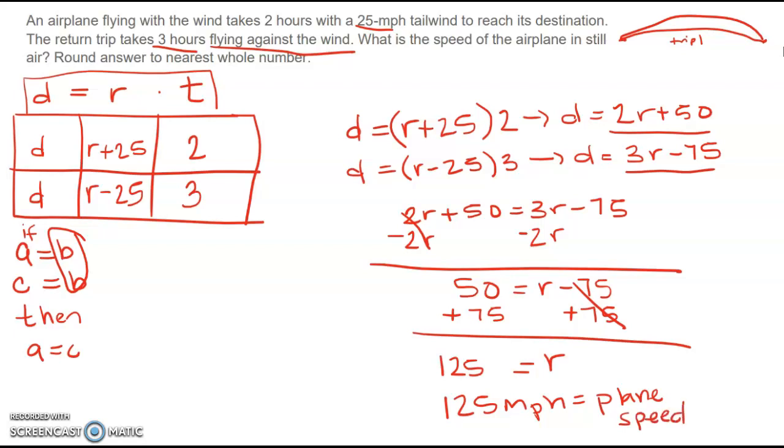Now let's read the question, make sure we answered what we were supposed to. So what is the speed of the airplane in still air? Round answer to the nearest whole number. Well, we've done that right here. So that's our answer. If we needed to find the distance, maybe it had asked us to find the distance, how would we do that? Well, we could just take this rate and substitute it into one of these 2 equations and solve for D. So I really recommend using a table for this one. Let me know if you want help on this or want to just go over it with me.